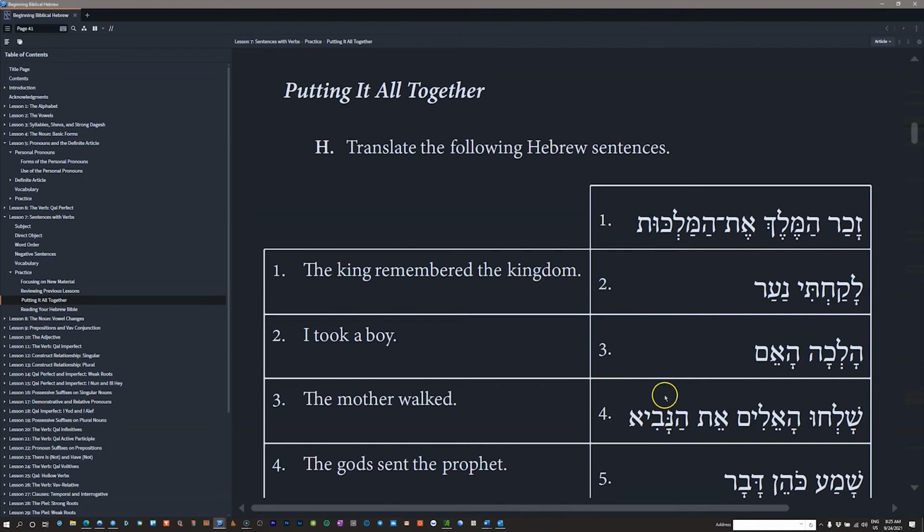but it's also a noun. It's not only a noun, but it's a masculine singular noun. It's not only a masculine singular noun, it's a definite masculine singular noun. It's not only a definite masculine singular noun, it's a definite masculine singular noun functioning as the direct object. We know a lot about this word.